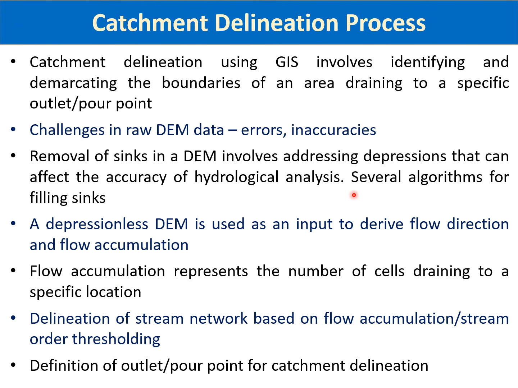The hydrosheds.org portal, which we have seen in the session on open access datasets, provides a hydrologically conditioned DEM. The SRTM DEM was used as an input to generate that. There are several algorithms for filling the sinks. You will come across such algorithms in the tools in the processing toolbox of QGIS under SAGA tools and the GRASS tools. Once you generate a depressionless DEM, it is used as an input for generation of flow direction.